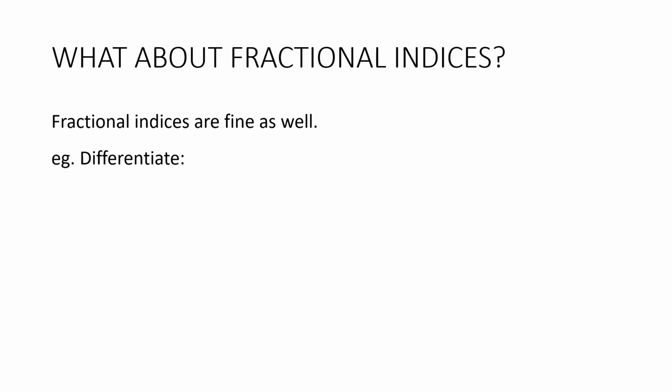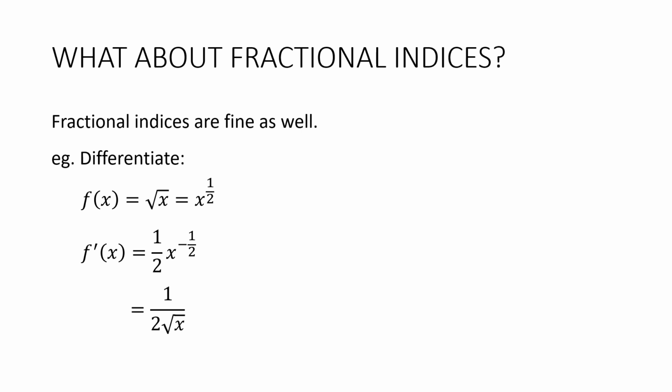Here's another example. Differentiate f of x is equal to the square root of x. Now, the same as for our question we did with negative indices, we can't do anything in that form. We need to change it to index form. Now we can differentiate. The half comes down, x to the power of negative 1/2. Now you can leave it in index form, or you can change it back to radical form, 1 over 2 root x.